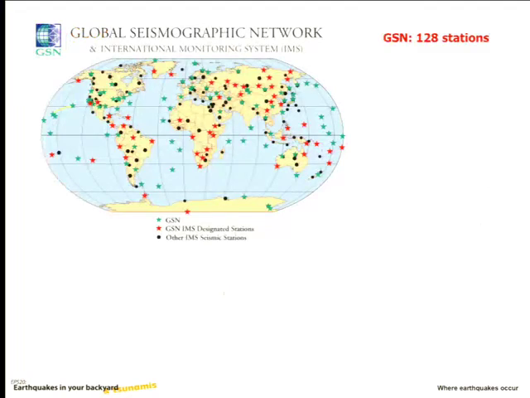So this is what the global network looks like today. It's a total of 130 stations. Don't worry about the difference between the stars, the points on this diagram, but this gives you a sense of the global distribution. Of course, what seismologists want is stations with equal station spacing around the globe. The challenge is the oceans, of course.